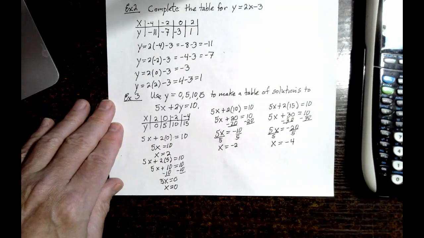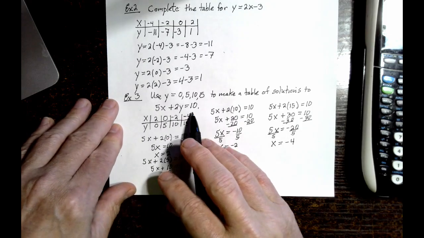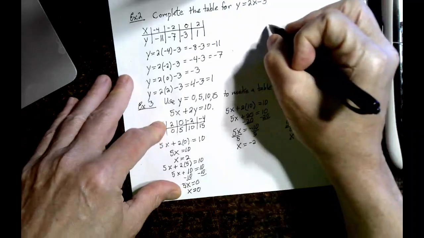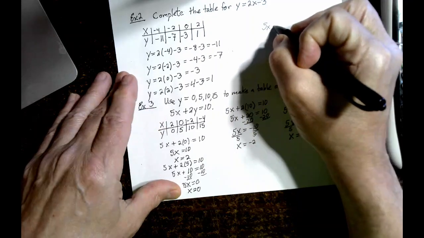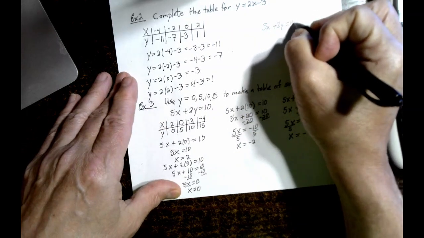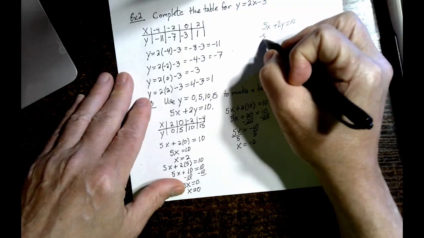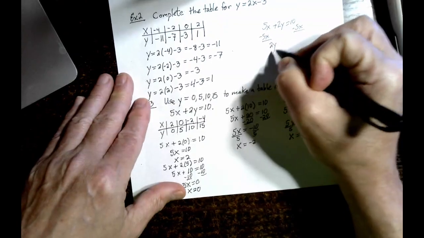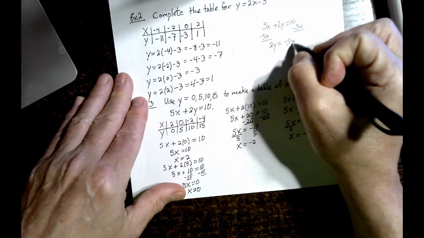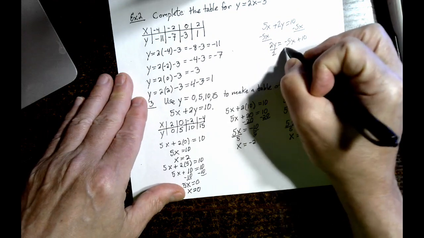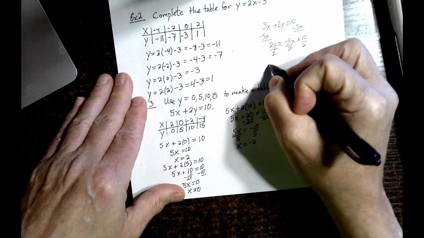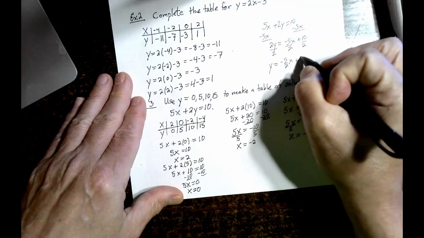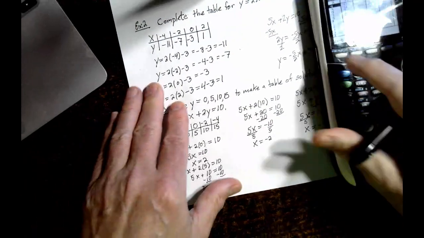Well, that one's a little more difficult because you can't plug this into your calculator the way it is written. You would have to solve this for y first. You'd have to take 5x plus 2y equals 10 and solve that for y, so you'd have to subtract 5x. So you get 2y equals minus 5x plus 10. And then you'd want to divide everything by 2. And so you get y equals minus 5 over 2 x plus 5. And now you're ready to plug it into your calculator.